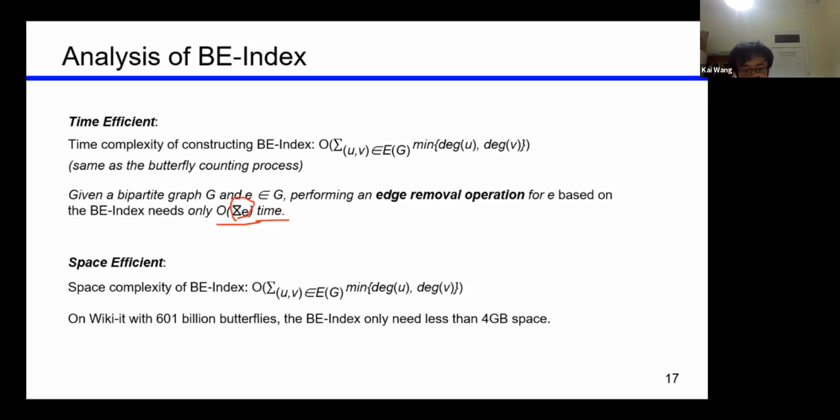And also it is space efficient. The space complexity of BE index is the same as the time complexity. And we have tested the index size on WikiIT with 600 billion butterflies. Our index only needs less than 4 GB space.